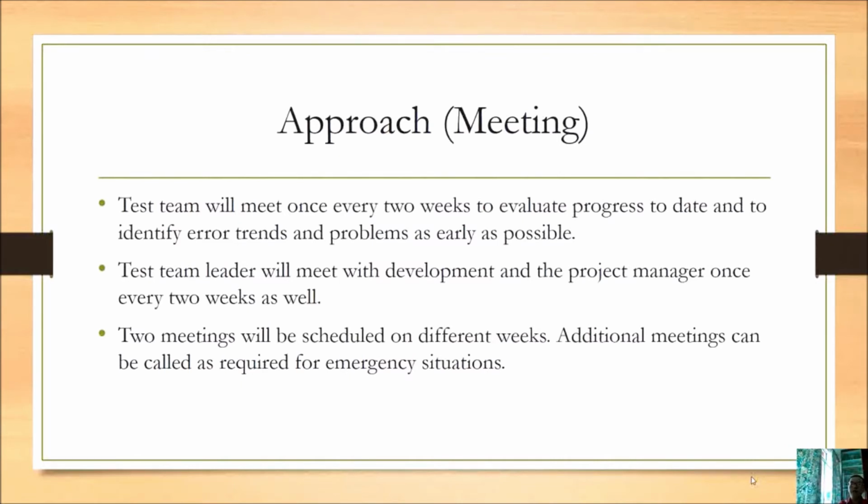Testing will meet once every 2 weeks to evaluate progress to date and to identify error trends and problems as early as possible. The testing leader will meet with development and the project manager once every 2 weeks as well. The 2 meetings will be scheduled on different weeks. Additional meetings can be called as required for emergency situations.